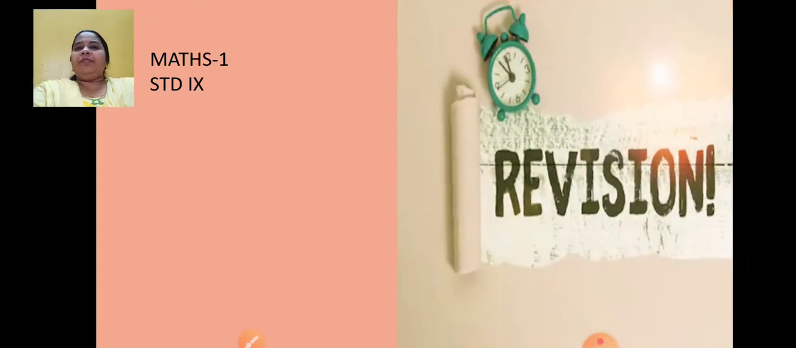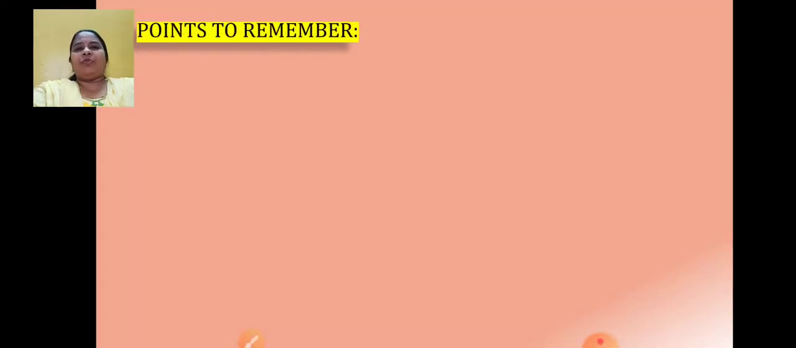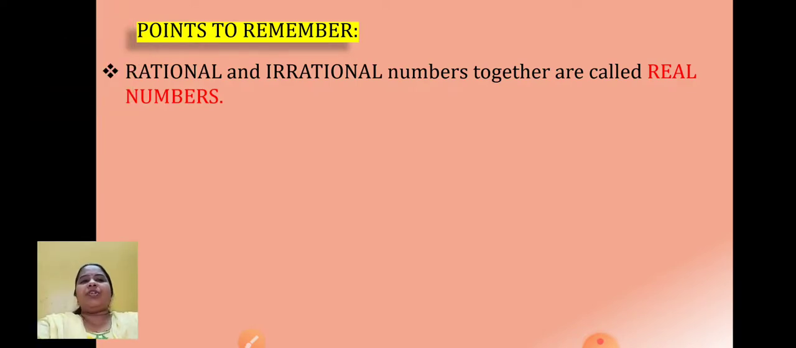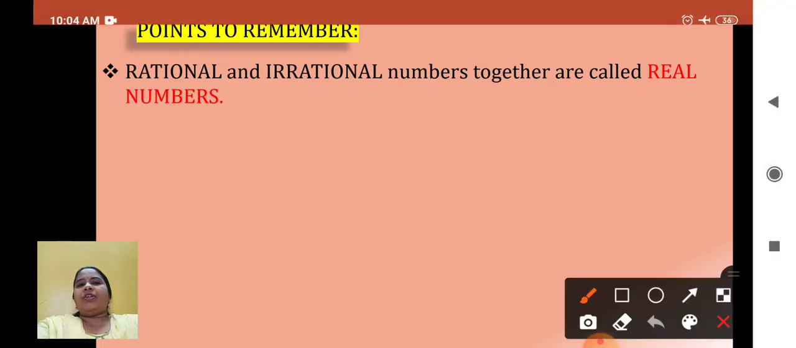Again, revision time. Today, we will be revising our second chapter, that is real numbers. Let us quickly look at the concepts that we need to remember from this chapter. We started it with the basic definition of real numbers, that is, rational numbers and irrational numbers together are called as real numbers. Now, what are rational numbers?